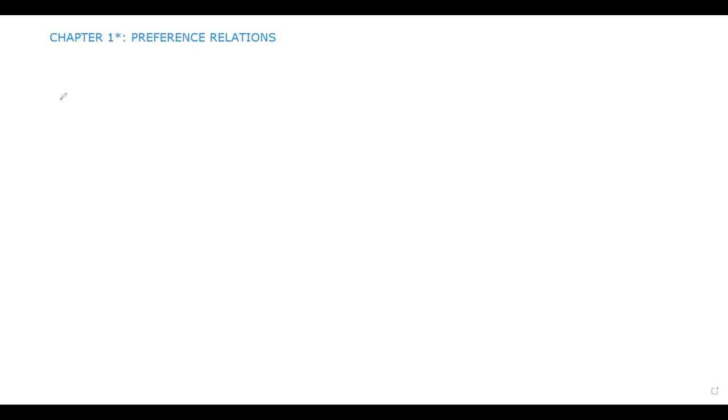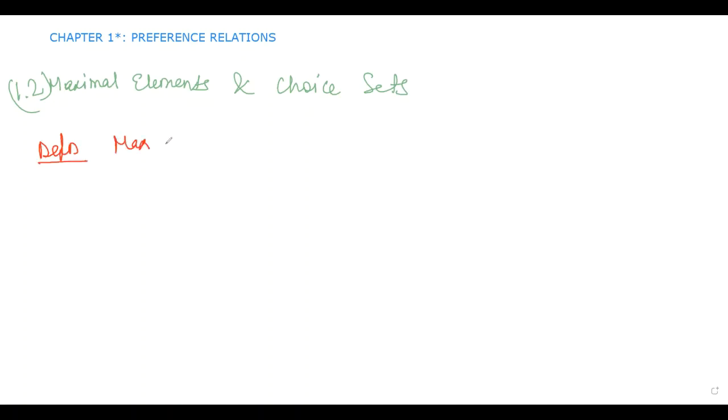The first is the notion of maximal elements. This is in fact 1.2 of the chapter. Maximal elements and choice sets. So what is a maximal element? Definition. A max element or maximal element of S under R. You have to tell me two things. You have to tell me which set and which preference relation.